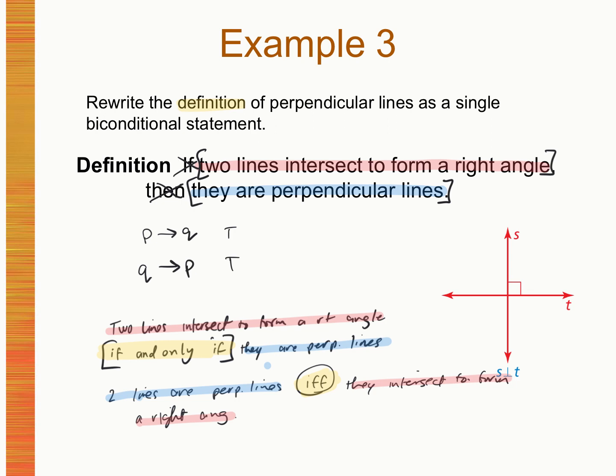And again, notice that none of them have the if or then in them. They just have the if and only if part that I added in there. And if I was to write it in symbols, I would have just done this. So much easier in symbols.